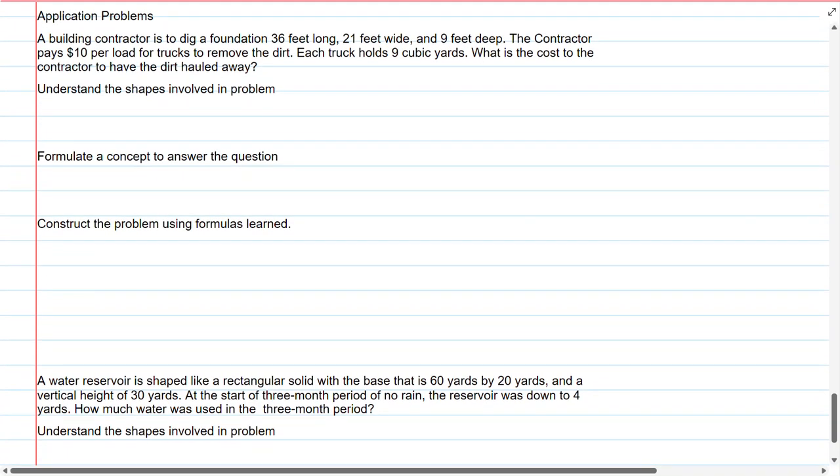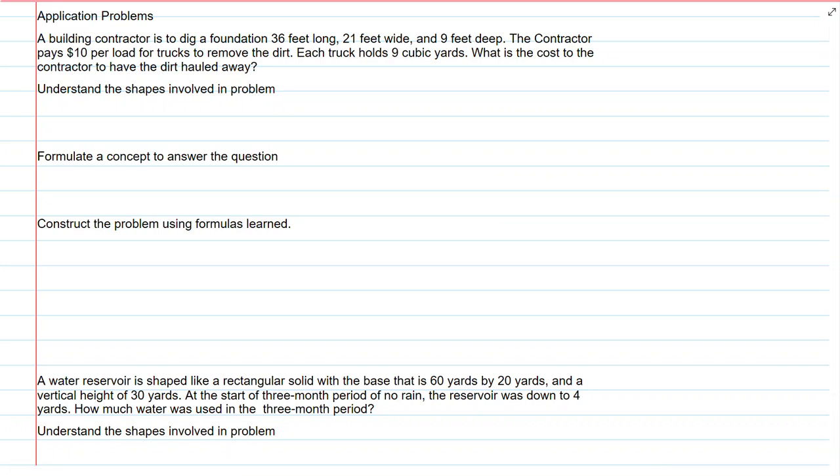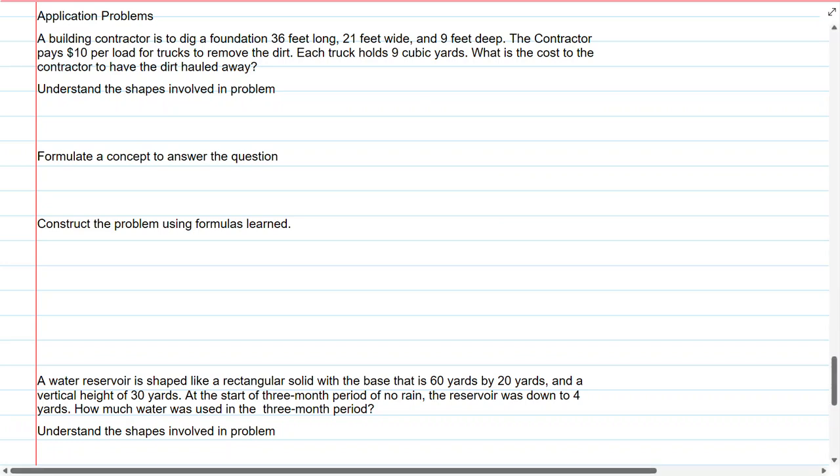What formula? Formulate a concept to answer the question. Okay, well, we've got a problem here. We have yards squared, and this is in feet. So we need to convert feet to yards first. Then calculate surface area. That's our process. All right, so here we go.